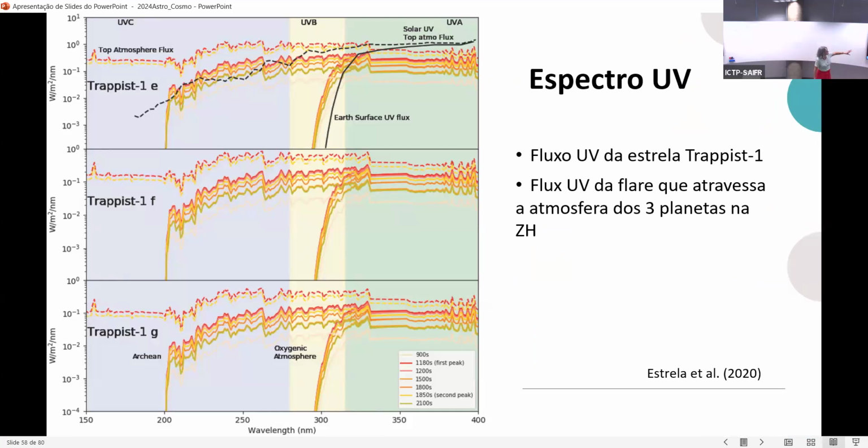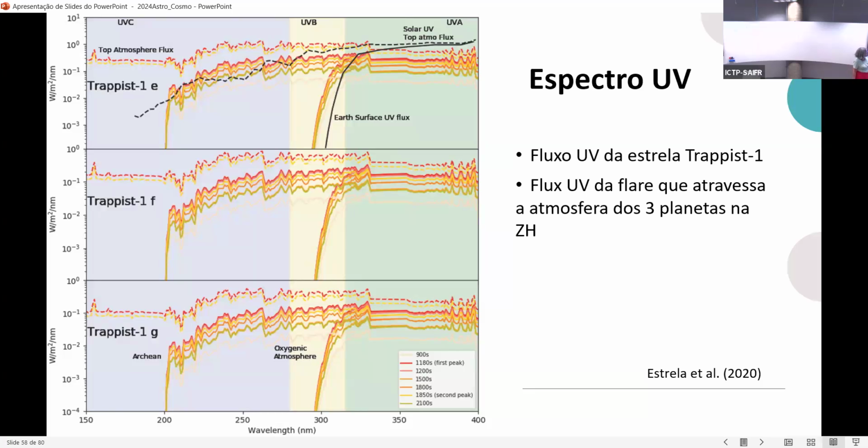Okay, and so these are the 3 planets in the habitable zone. This is the flux of the star in ultraviolet, again only the ultraviolet spectrum. There are many lines because they are different times; the red one is the peak of the flare, so the maximum ultraviolet flux.